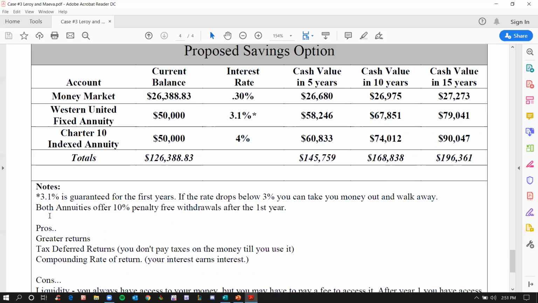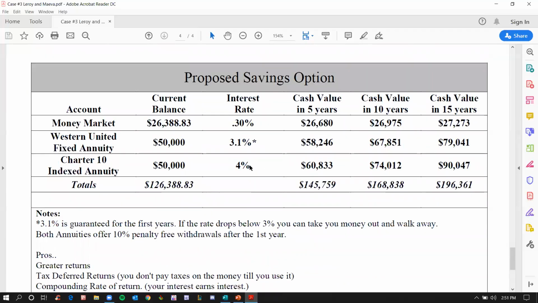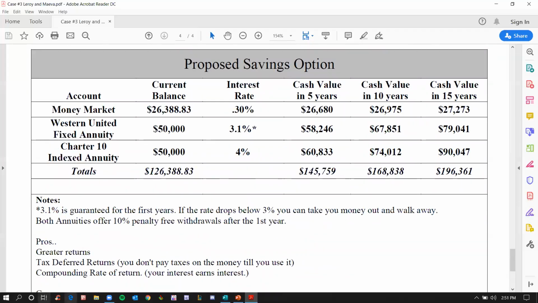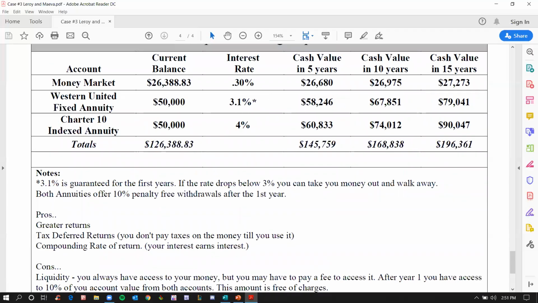Both annuities have a 10% penalty-free withdrawal after the first policy year. Some pros: you have greater returns, going from 0.3 to 3 or 4%. You have tax-deferred returns. You don't pay tax until you use the money. You have a compounding rate of return, where the money market only gives you 0.3% a year on your balance. With the money market you pay taxes every year and you pay fees and so forth. Ours have no fees, and your interest earns interest.